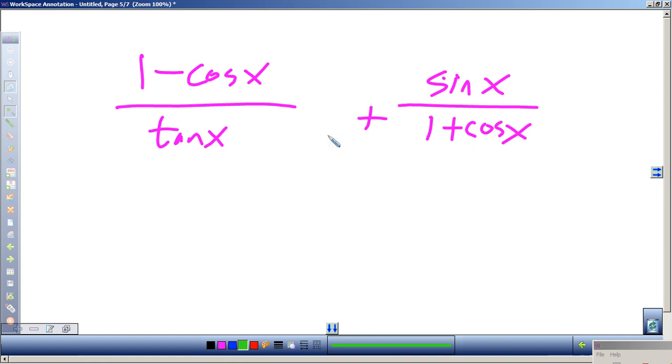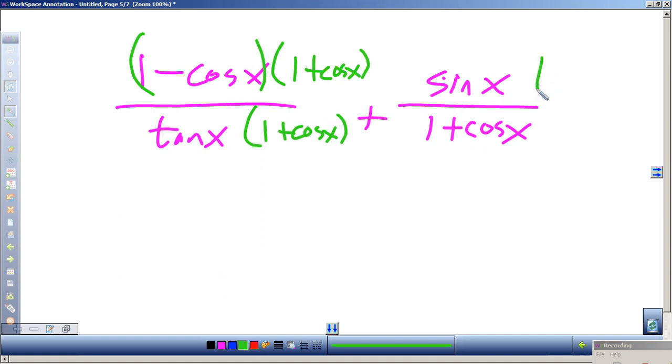Now, my first instinct when I look at this problem would be get a single fraction. So combine and get a common denominator. Because most of the time if you have a single thing, then that makes multiplication and division easier to deal with. So what would I do if I was going to do that? And 1 plus cosine x. This side we have to multiply by tangent.